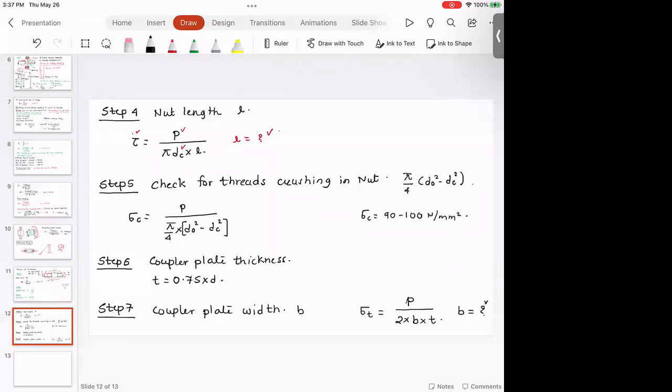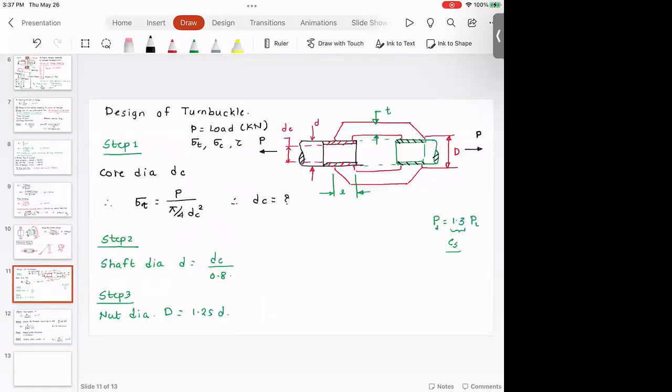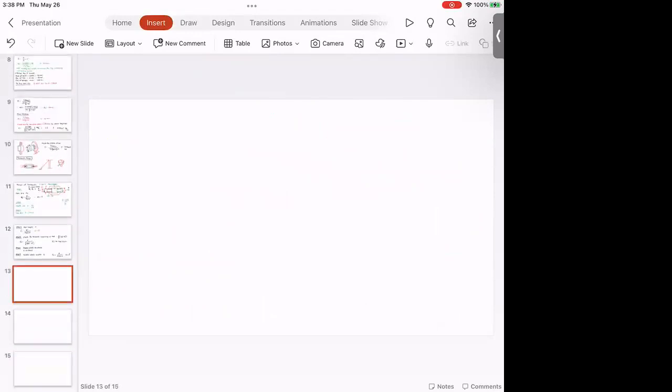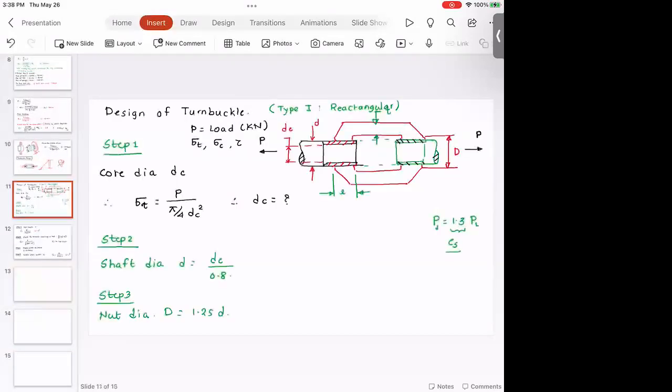So this is the rectangular turnbuckle. Sometimes this is also called type 1. There is another turnbuckle which is called the type 2 turnbuckle. So what is the difference between the type 1 and type 2 turnbuckle? Now I'm going to draw a 3D diagram that will give you an understanding of how this turnbuckle looks.